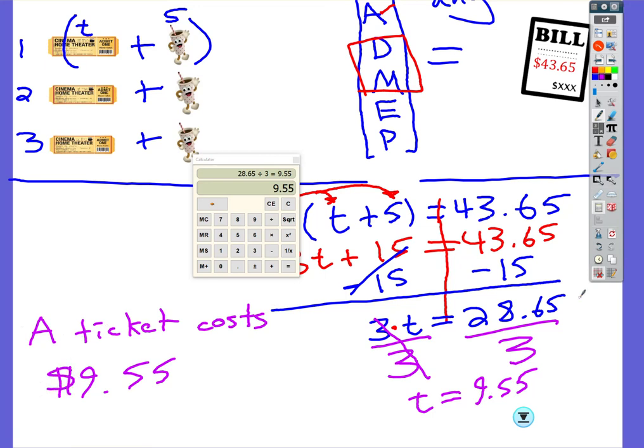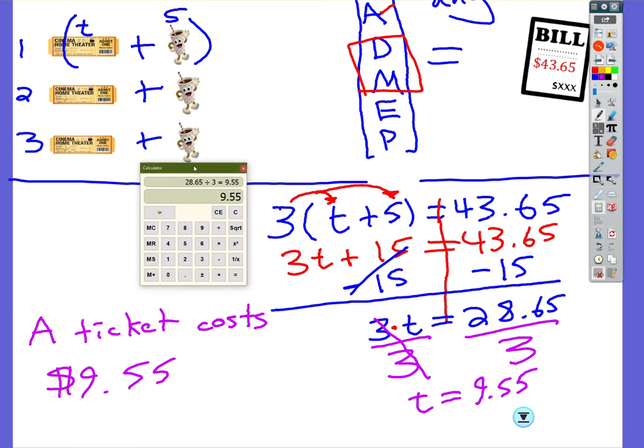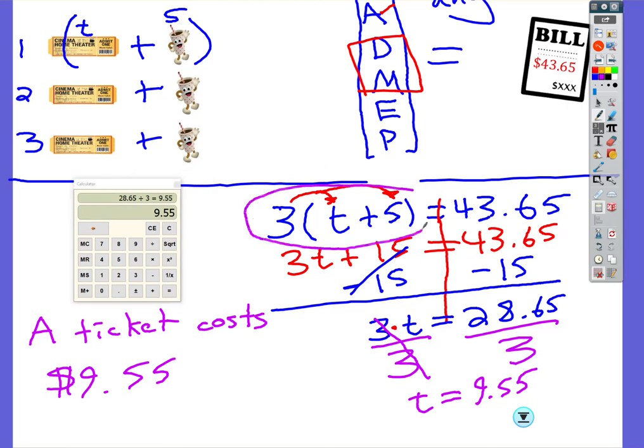So again, to recap, if you see any kind of distribution, any whatsoever, just distribute first, combine like terms, and then do your equation steps.